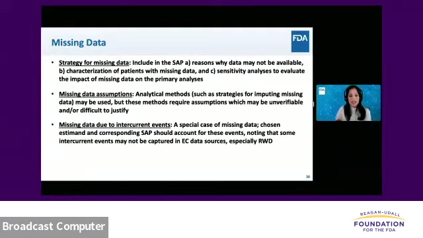One specific type of missing data may be those that are missing due to intercurrent events, and these are considered a special case of missing data. The chosen estimand and corresponding statistical analysis plan should account for these events. And we should note that some intercurrent events may not be captured in external control data sources from real-world data, just in the nature of the real-world data itself, that they may not be specific enough to capture important events such as these. Next slide.